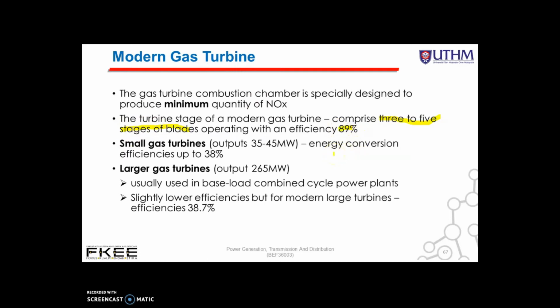And then we have the types of gas turbine. The first one is the small gas turbines. Basically the output for the small gas turbines is around 35 to 45 megawatts, and the energy conversion efficiency is up to 38%. The second is the larger gas turbines, with an output of around 265 megawatts. These larger gas turbines are usually used in base load combined cycle power plants. Slightly lower efficiencies, but for modern large turbines, the efficiency is around 38.7%.